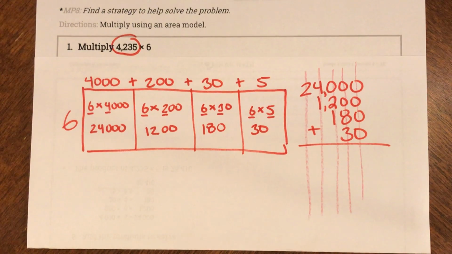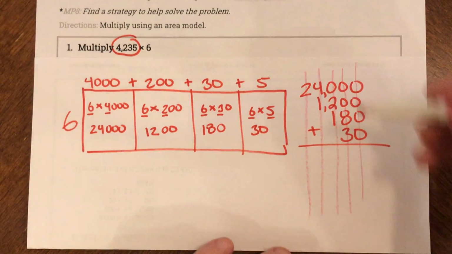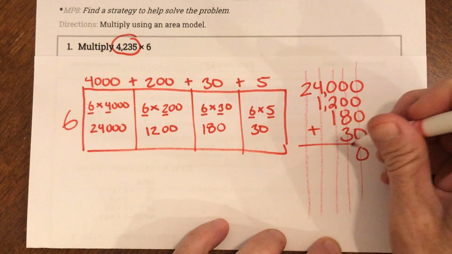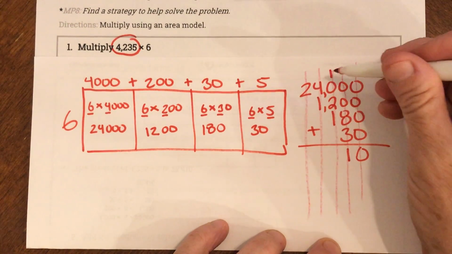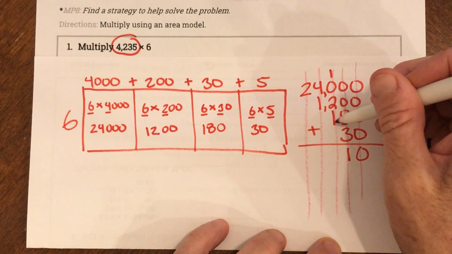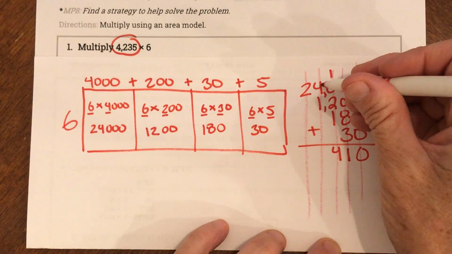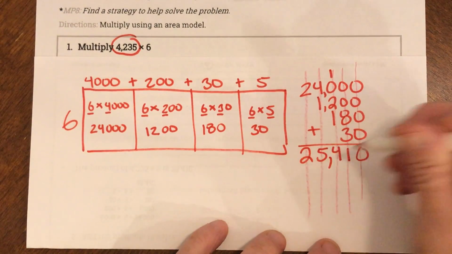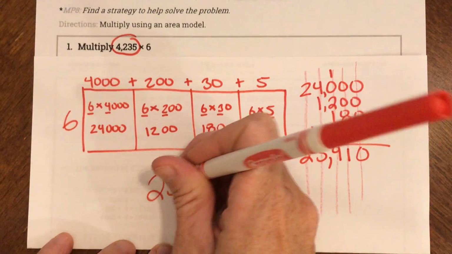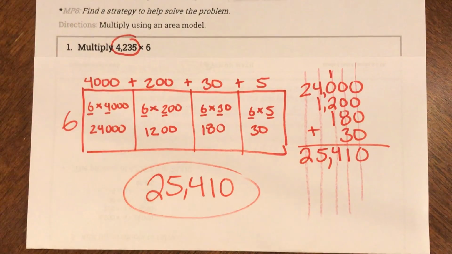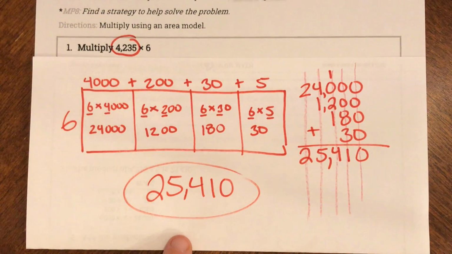Okay, so now step 5 says I'm just going to add those. So what do I get? I get 0. 0 plus 0 plus 8 plus 3 is 11. 1 plus 0 is 1, plus 2 is 3. I get 4. 4 plus 1 is 5, and 2 plus nothing. So my answer is 25,410. So my answer, or I could call that my product, is 25,410.